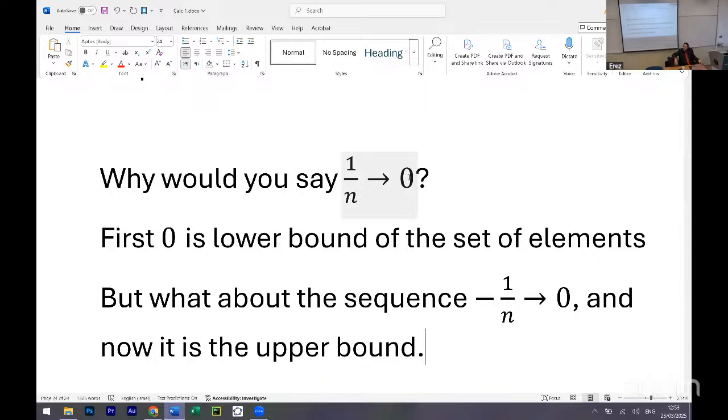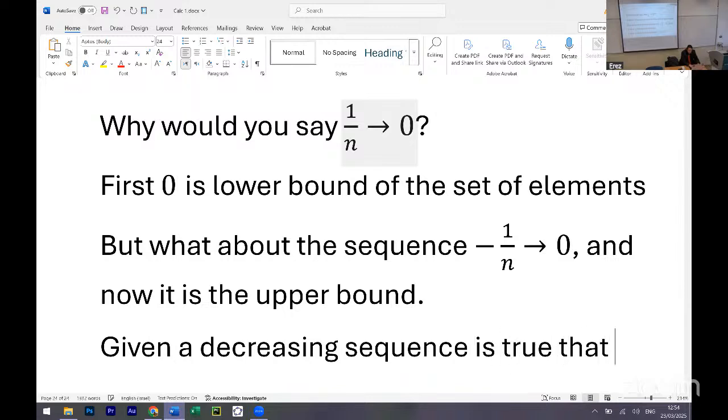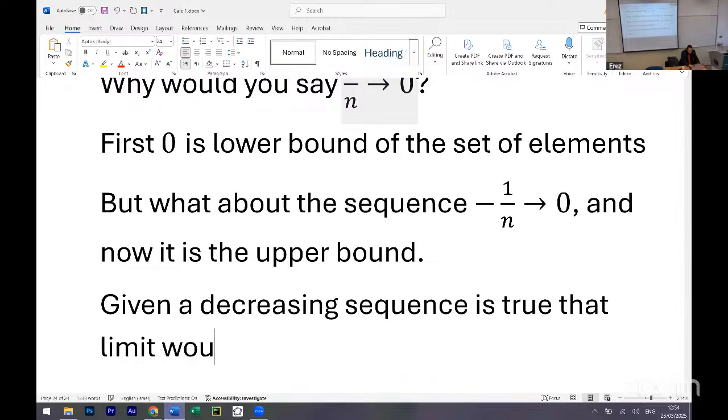Why not -1? It also tends to -1. Why? Because it's the smallest number that, given a decreasing sequence, it is true that the limit would be the infimum. Oh, that's true.